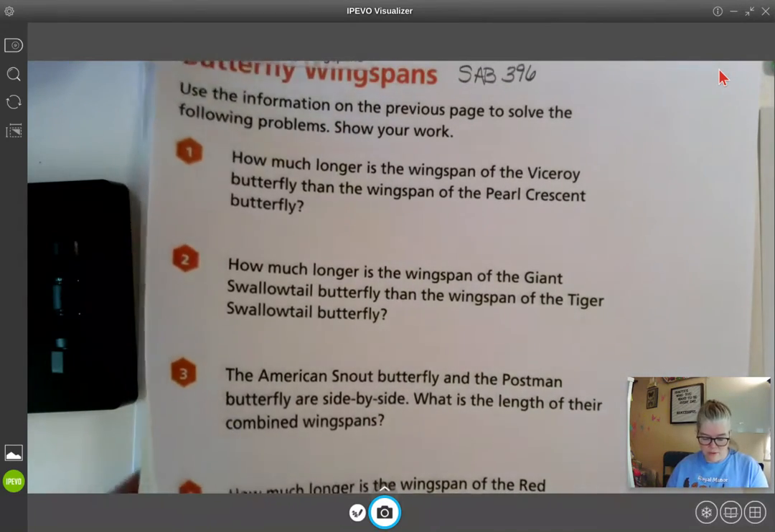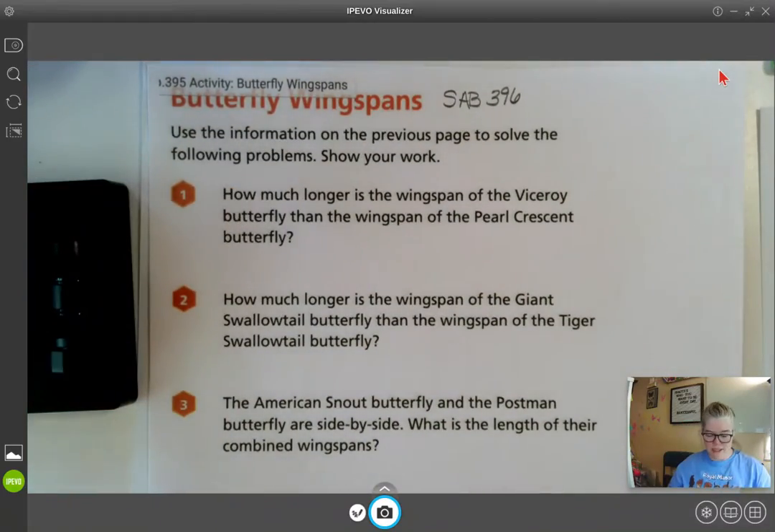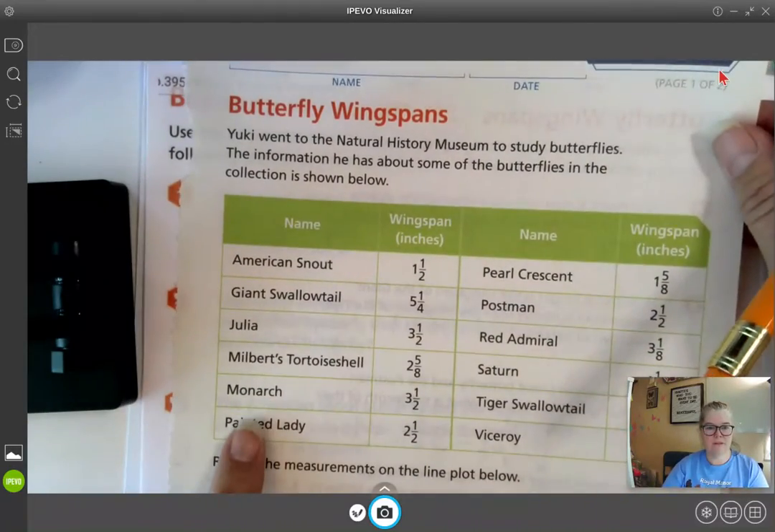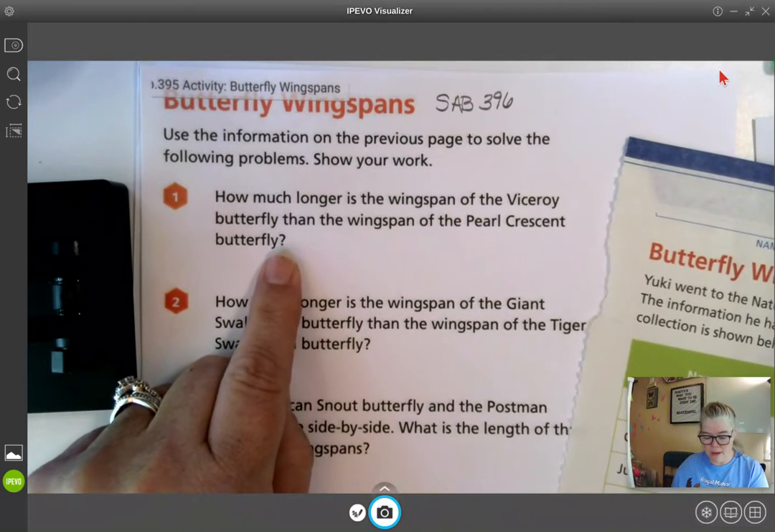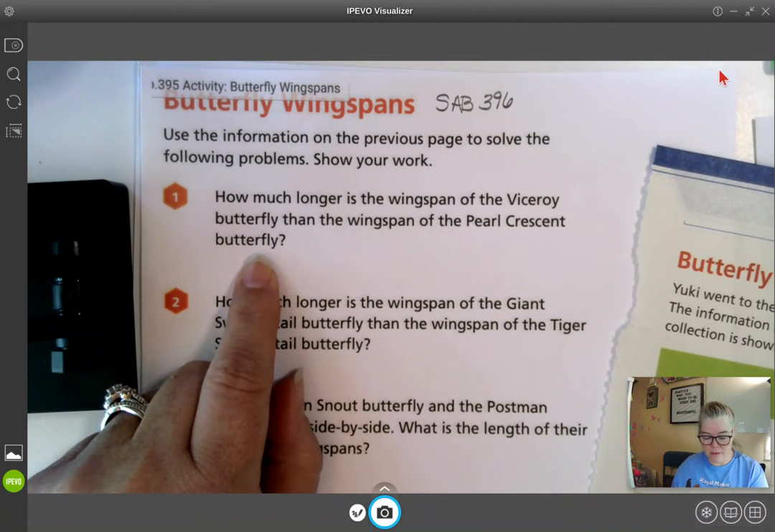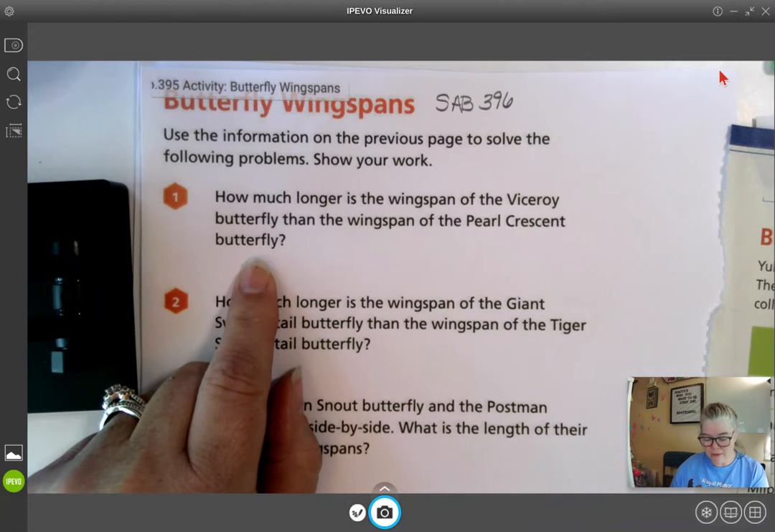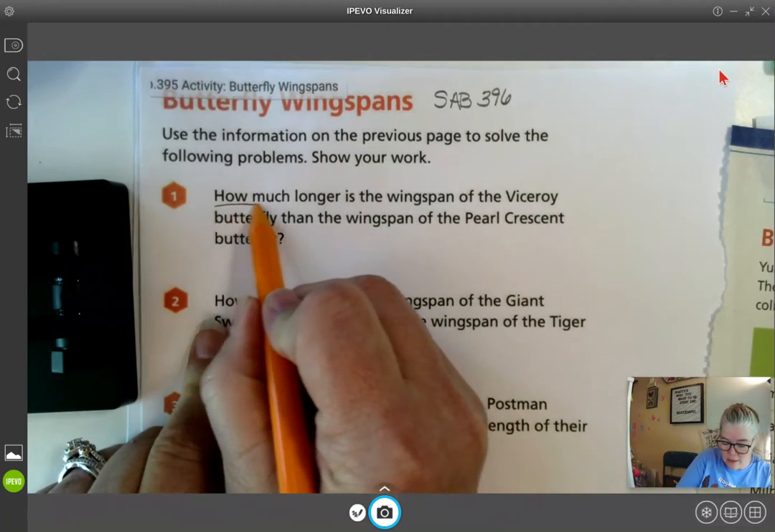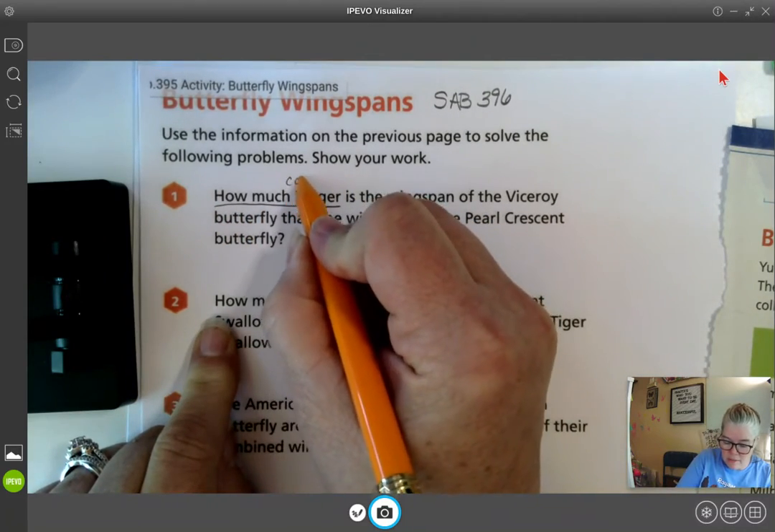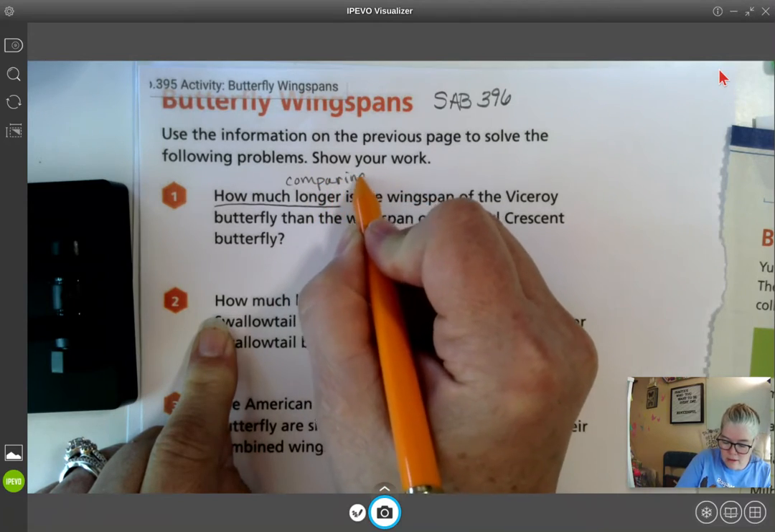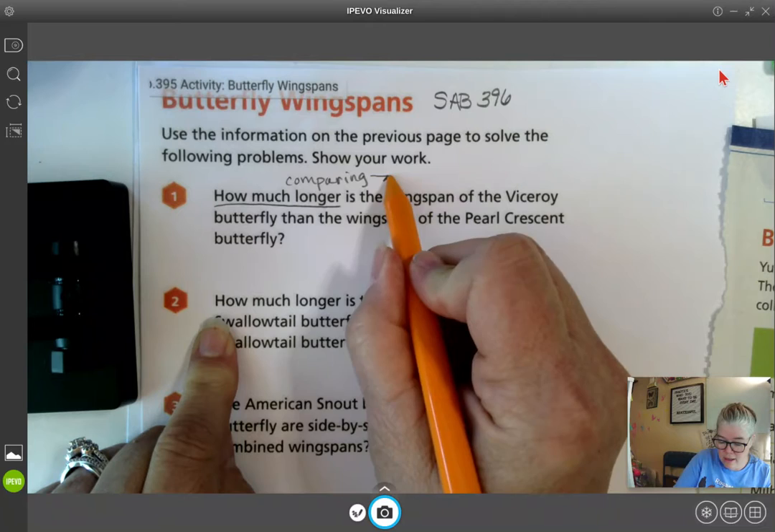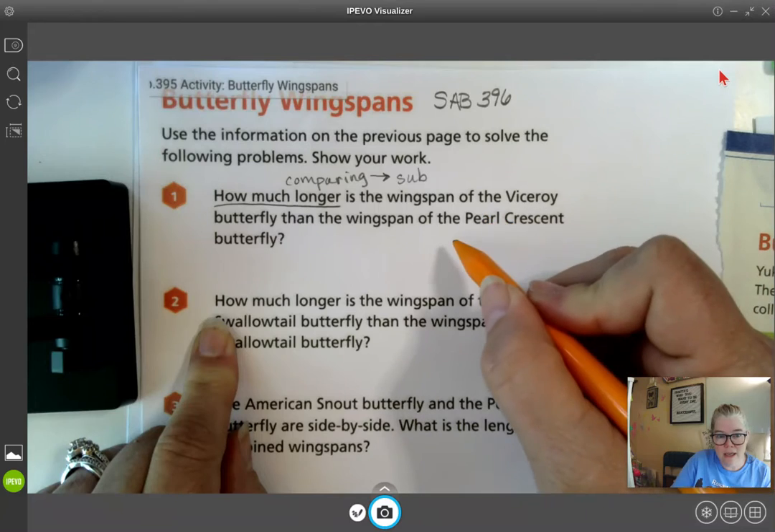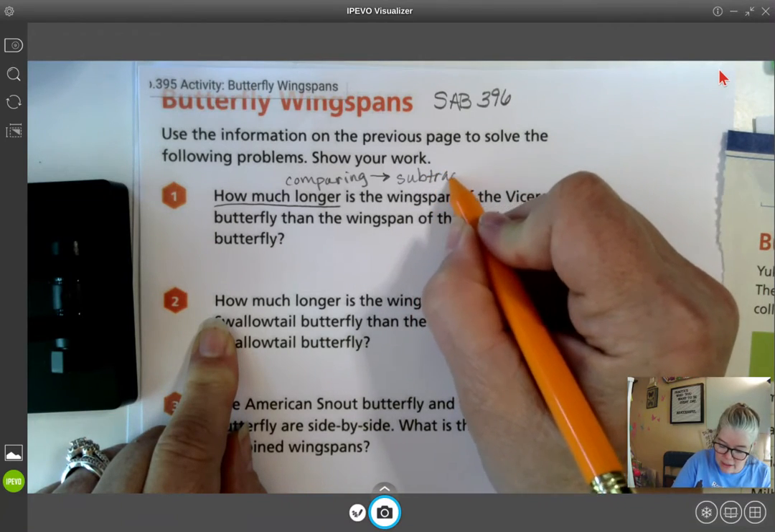So let's take a look at this first problem. We started looking at it in class the other day, and we used the information from page 395 on this chart about butterflies' wingspans. When I read the first problem, it says, how much longer is the wingspan of the viceroy butterfly than the wingspan of the pearl crescent butterfly? Well, let's think about that one. What are they asking me to do? When I see the words, how much longer, I know that I'm comparing one thing to another. And when I compare, I know that I need to find a difference, or I need to subtract. What's the difference between those two lengths of wingspans? So I know that I need to subtract to find a difference.